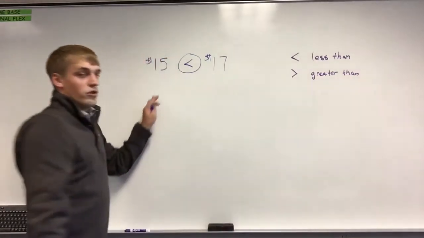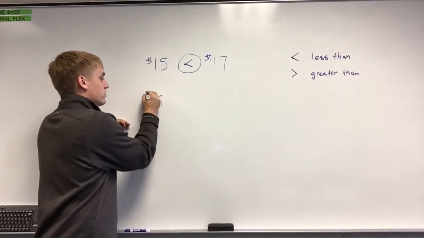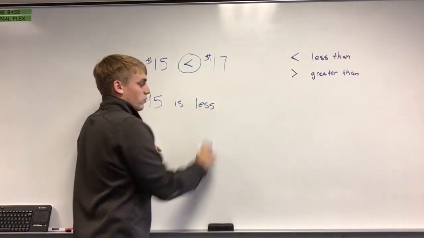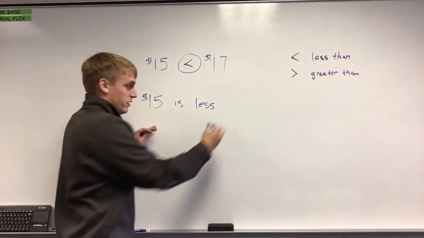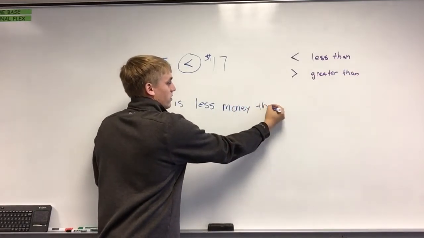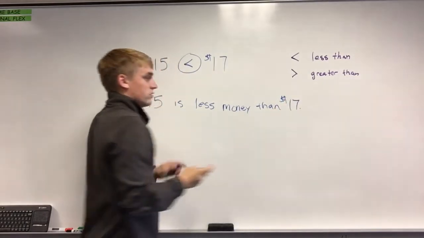Now you're going to write a sentence about this. $15 is less what? Well, it's less money. It's less money than $17.